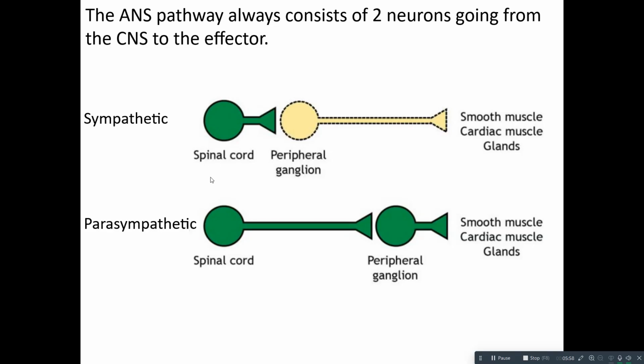Now, another anatomical thing we must be aware of is that the ANS pathway connecting the central nervous system to the effector is always a 2-neuron sequence. So in both the sympathetic and parasympathetic division, in this case we're starting in the spinal cord here, but of course remember we start in the brainstem for parasympathetic, but there's always 2 neurons between the CNS and the effector. Remember, the effector is always smooth muscle, cardiac muscle, or glands. So always 2 neurons.